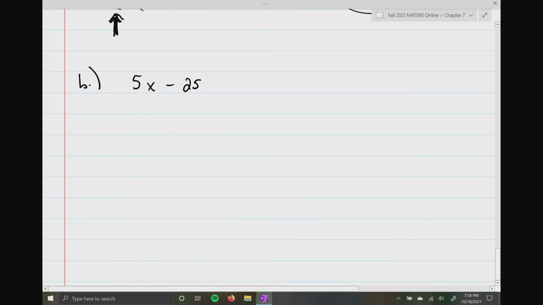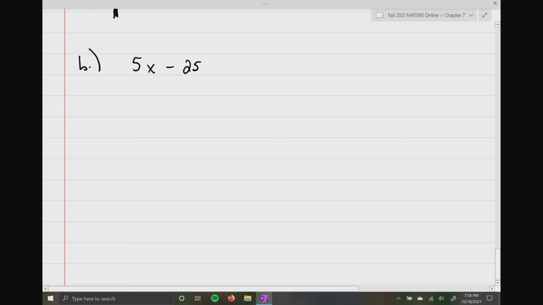How about 5x minus 25? Well, here your GCF is going to be a 5. And then whatever is left over on the inside is going to be x minus 5. Now, how did I get that? Remember, once you establish 5 is your GCF, you're going to divide everything by 5. 5x over 5 is just going to be x. Drop down your minus sign. 25 divided by 5 is 5. That's how I got x minus 5 on the inside of the parentheses.